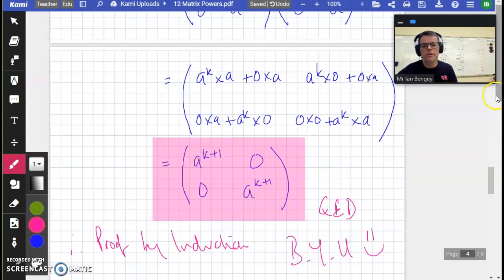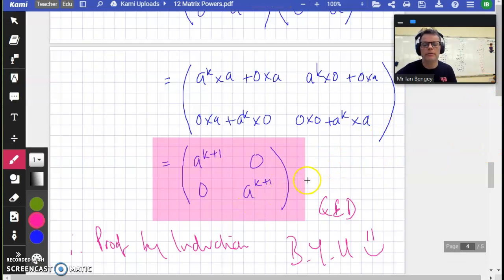Okay, so what have we learned today? We've learned that if we've got a diagonal matrix, I've only shown you for 2x2s, but a diagonal matrix, that's matrices with entries only in the top left to bottom right diagonal, with other entries 0, the powers can be calculated very straightforwardly. And it's just the powers of the entries.